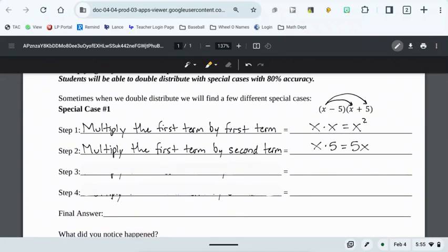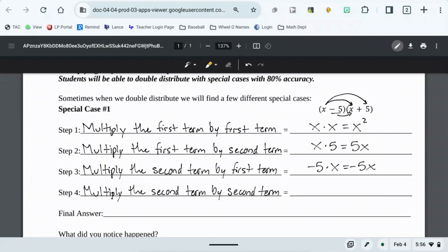Step 3, again, going to mimic that same step 3 from yesterday. Multiply the second term by the first term. So this is negative 5 times x, which gives us negative 5x. And then step 4, again, is going to mimic that one from yesterday. Multiply the second term by the second term. So negative 5 times positive 5, and we get negative 25.